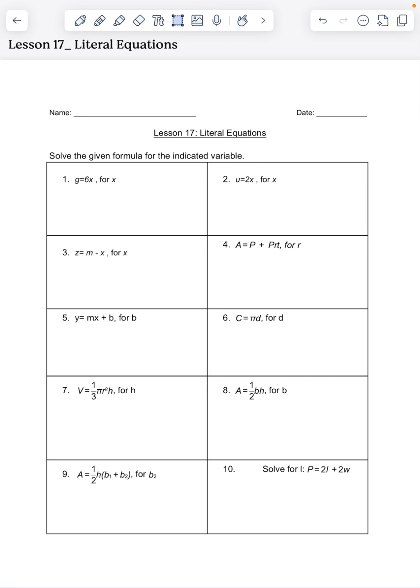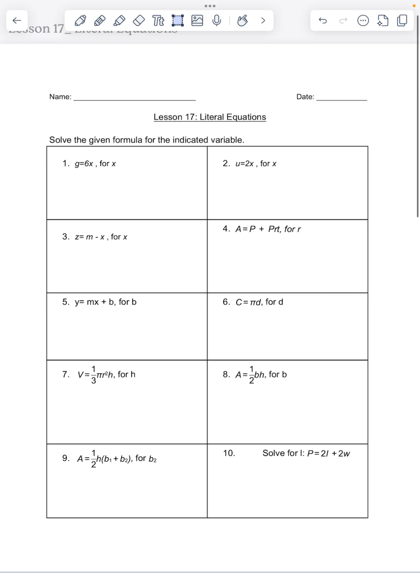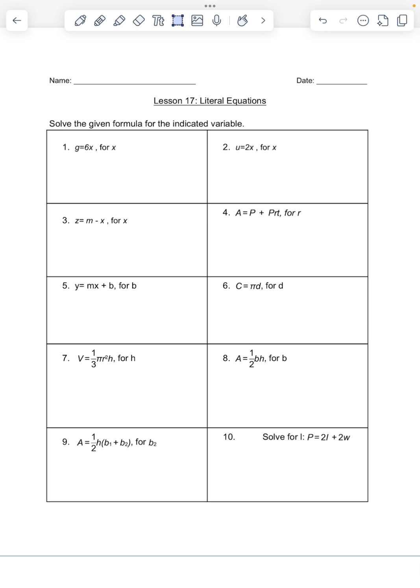Welcome to Lesson 17, which is literal equations. Now, literal equations are equations without numbers. You're probably asking me, but Mr., we always deal with numbers. This is math. Well, not necessarily, right? There are equations out there that have a ton of variables, and that's all that they have.